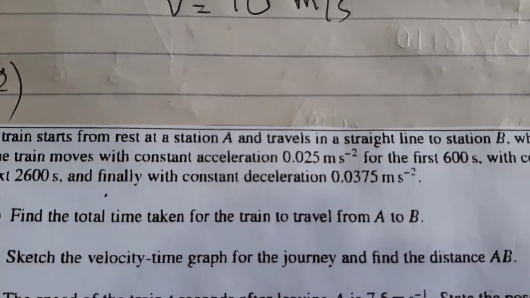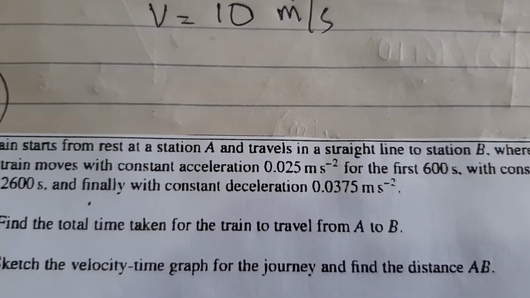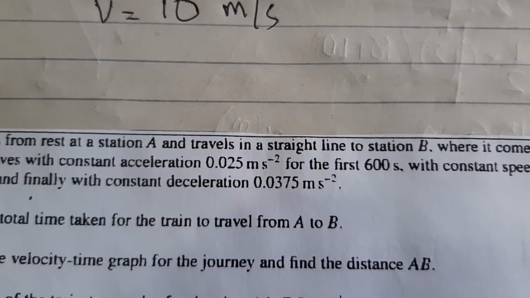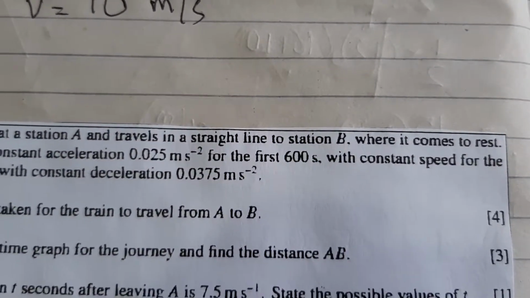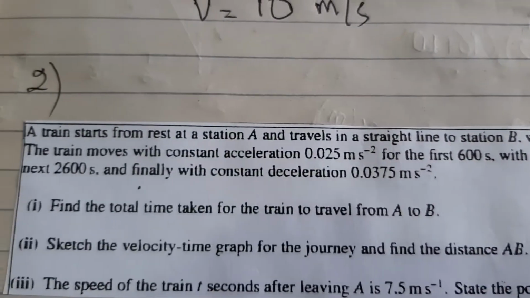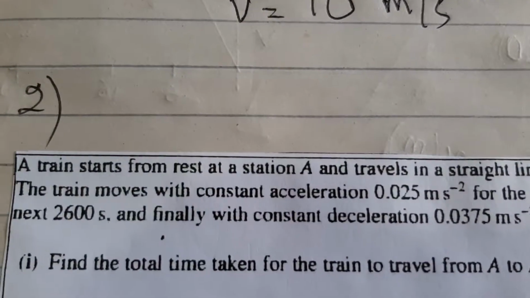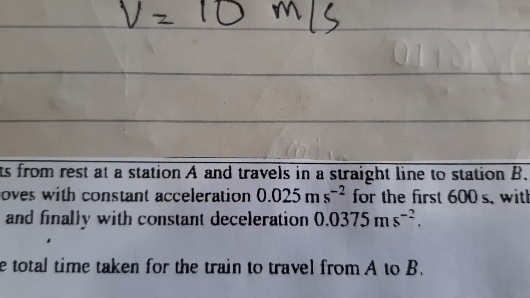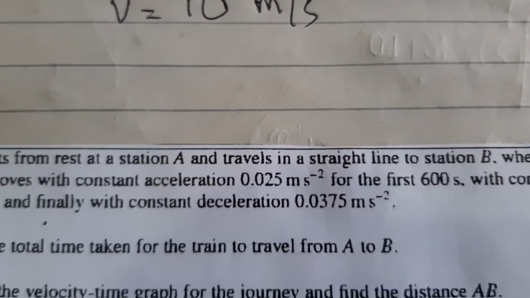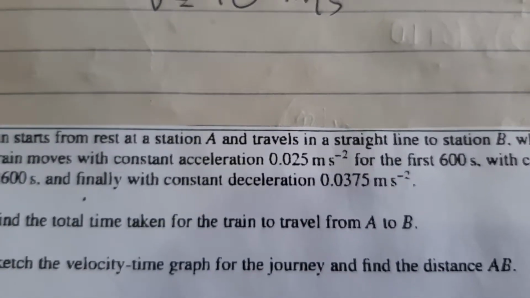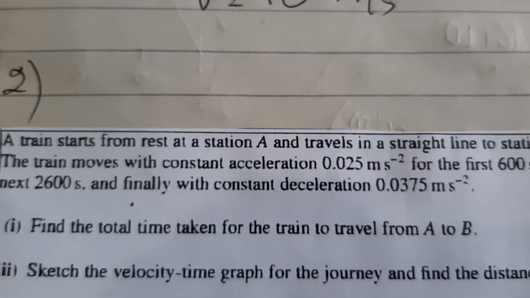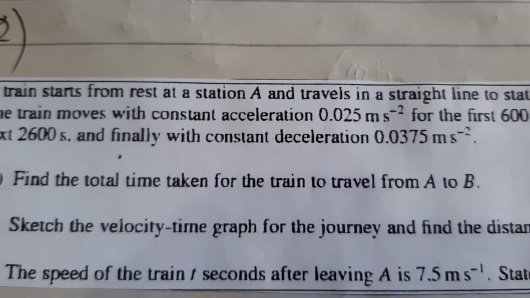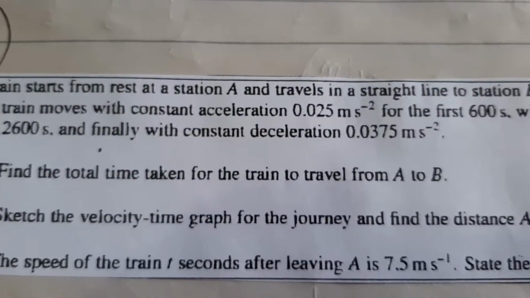So going from station A to station B, when it is moving for the first 600 seconds, the acceleration was 0.025. And then it was moving with constant speed for the next 2600 seconds. You can see here. And then finally it was decelerating, and the rate of deceleration was 0.0375. Time is not given because that is what the question asks us to find, the time when it finishes the journey. So the first part of the question is saying find the total time for the train to travel from A to B. And the second is saying sketch the velocity time graph and find the distance AB.